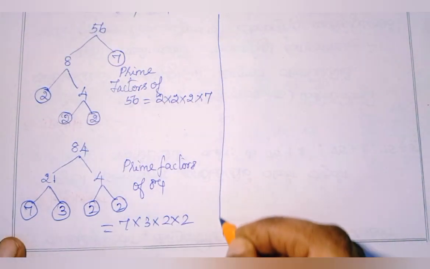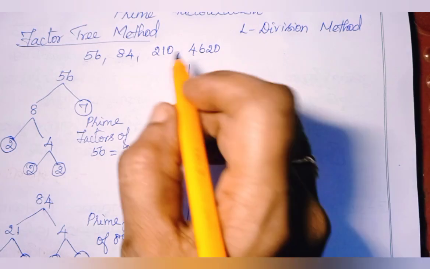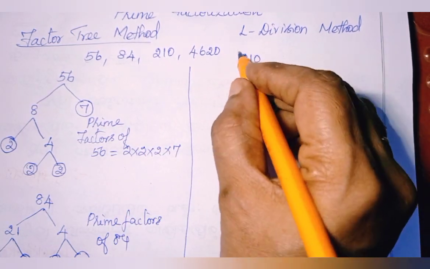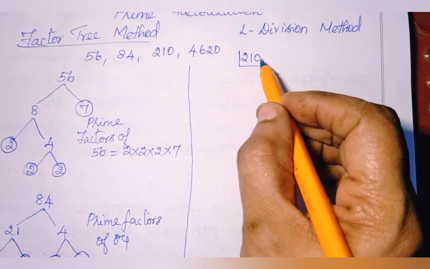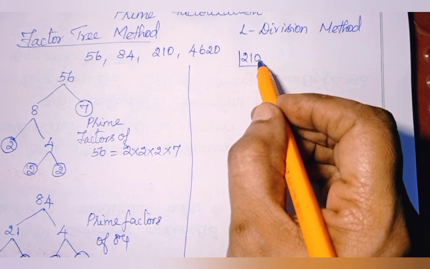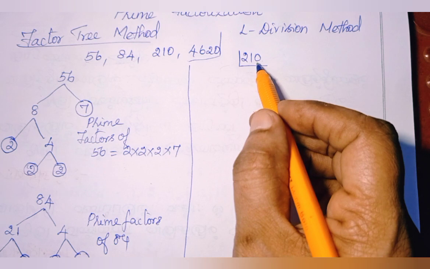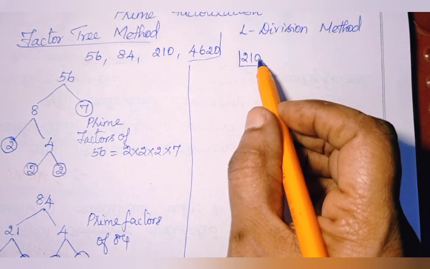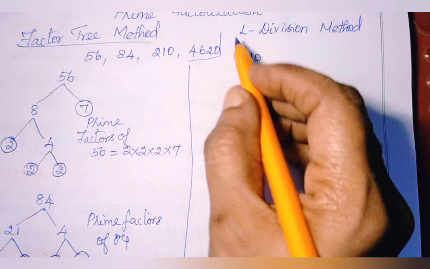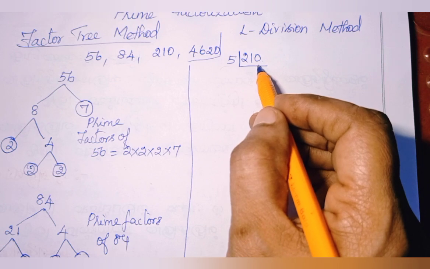We are going to find the prime factors of 210 and 4620. Since these are bigger numbers, we are using the L division method. 210. Here we use the divisibility rules. The unit place of this number is 0, so we can divide either by 2 or by 5. Actually, we should use only prime numbers to divide and to find the prime factors. But as it is a bigger number, it is better if you divide by 5, it will immediately simplify to a smaller number. That will be easy for you.